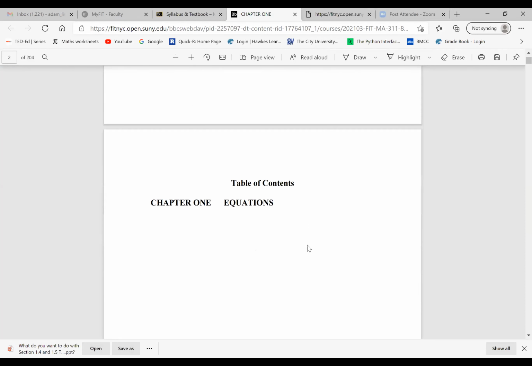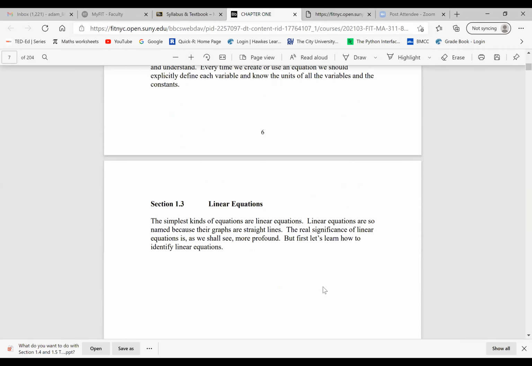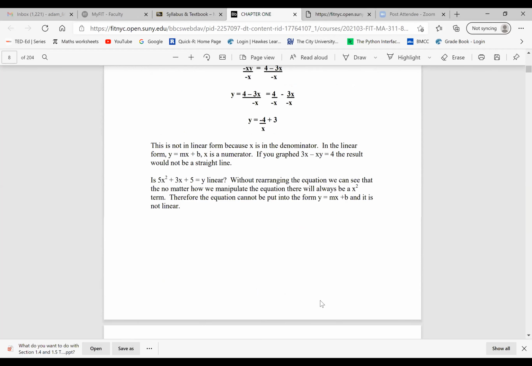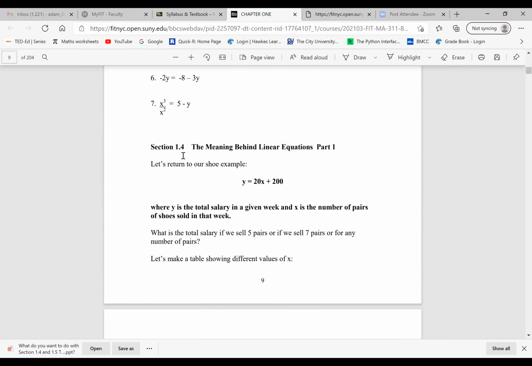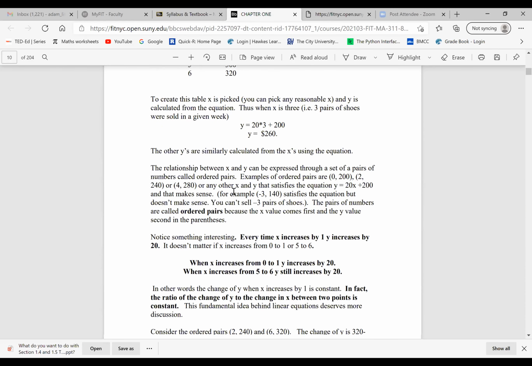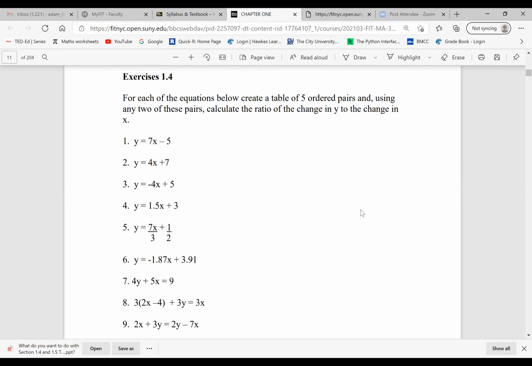All right, let's go to section 1.4 and 1.5. I don't think there are many difficult questions in the back of 1.4, 1.5. We did this already, and 1.4. Let's look at it. This one is just asking us to create 5 ordered pairs and, using any 2 ordered pairs, calculate the ratio of the change in y with respect to the change in x, right? So basically you're just calculating the slope. That's what you have to do.